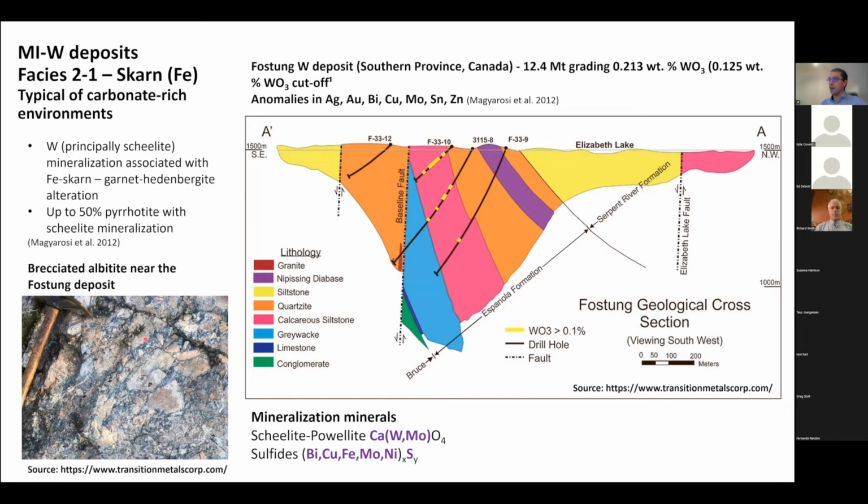And then just near the deposit, there is also documentation of albitites that are brecciated. So it shows that there's a possibility that a significant concentration of tungsten can be formed as we're developing this early skarn type alteration in the evolution of those metasomatic systems.